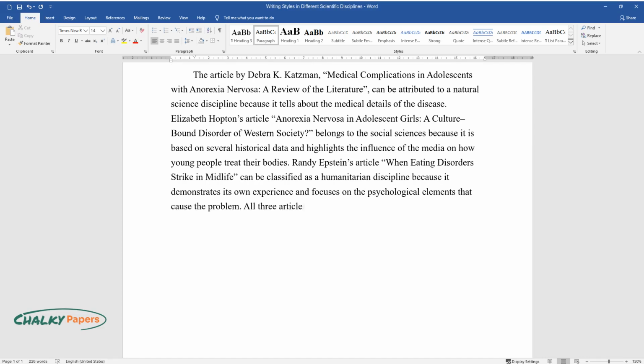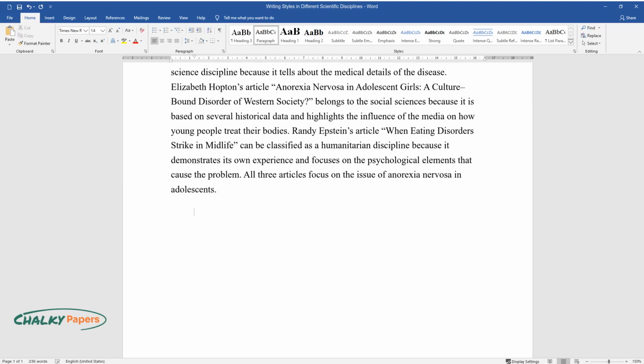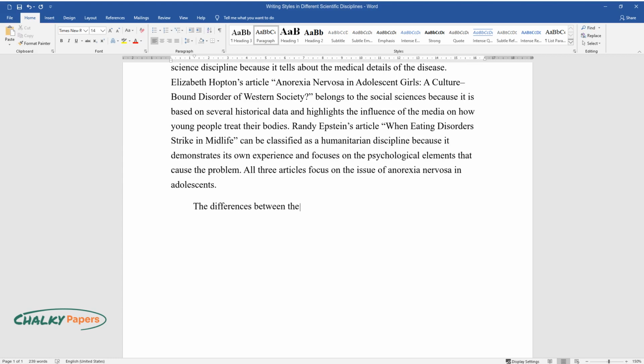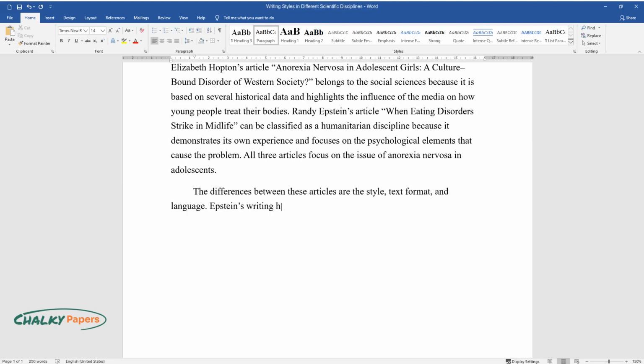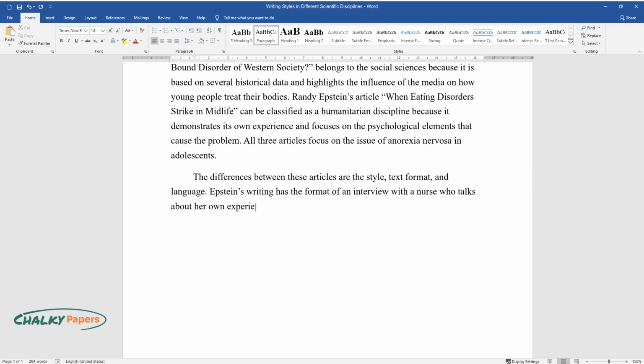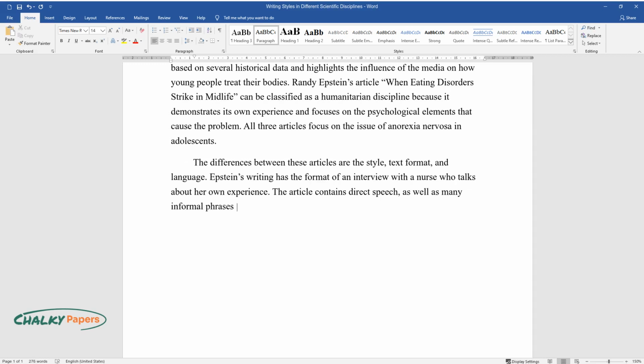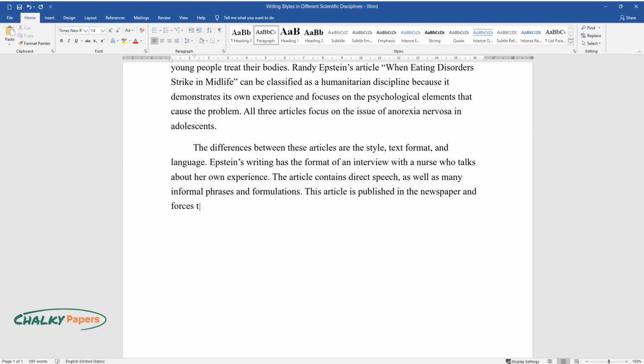All 3 articles focus on the issue of anorexia nervosa in adolescents. The differences between these articles are the style, text format, and language. Epstein's writing has the format of an interview with a nurse who talks about her own experience. The article contains direct speech, as well as many informal phrases and formulations. This article is published in the newspaper and forces to use particular strategies to attract the maximum number of readers.